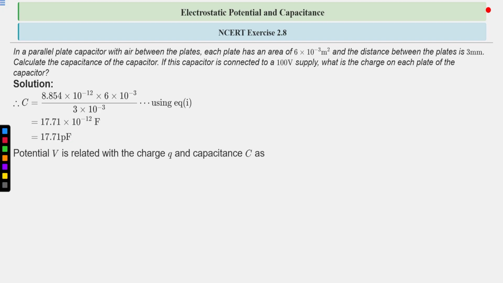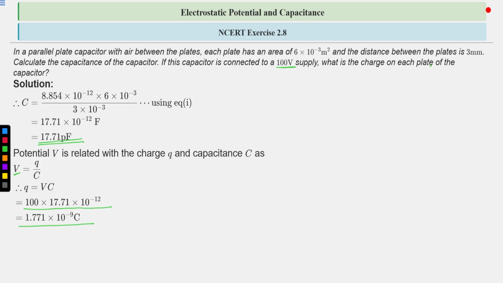Potential V is related with the charge Q and capacitance C as V equal to Q by C. Now we know the capacitance of the capacitor and we know the potential supply. What is the supply voltage? 100 volt. So after putting C and V, we will get the charge on each plate of the capacitor which is equal to 100 into 17.71 into 10 to the power minus 12 which is equal to 1.771 into 10 to the power minus 9 coulomb. So this is the charge on each plate of the capacitor.